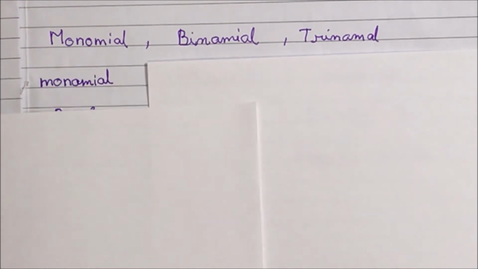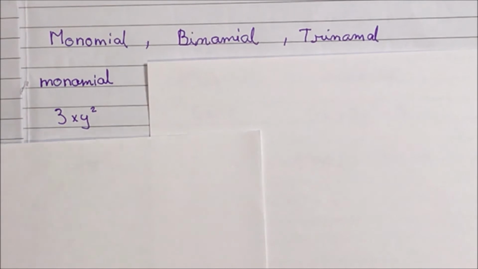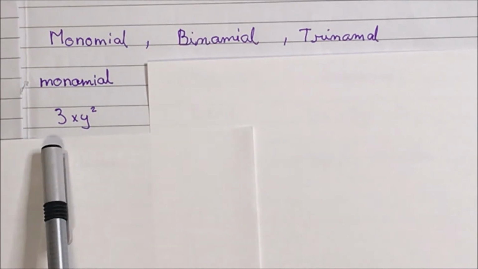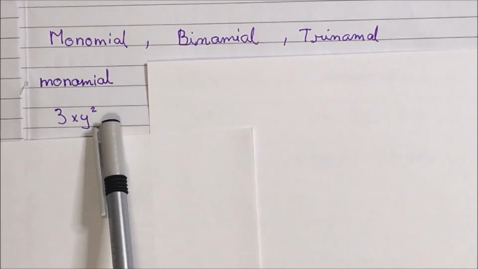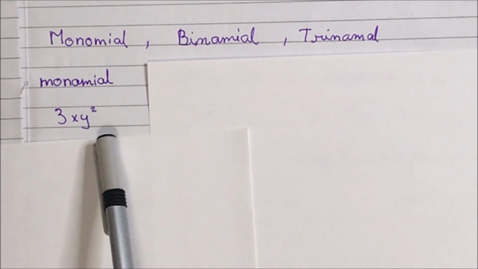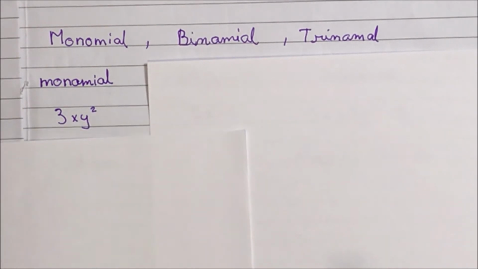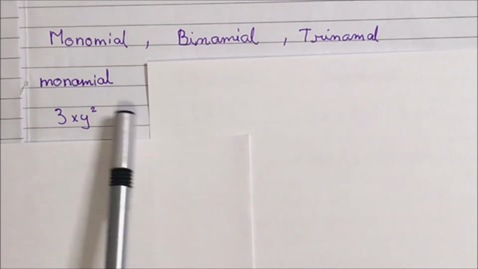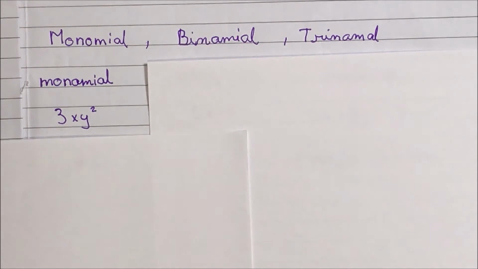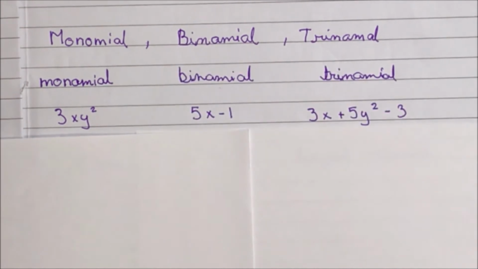So there are special names for polynomials that have a specific number of terms. So monomial is a polynomial that has one term. So this is an example. We have 3 times x times y to the power of 2. It's not separated by any subtraction or addition signs. So it's one term.